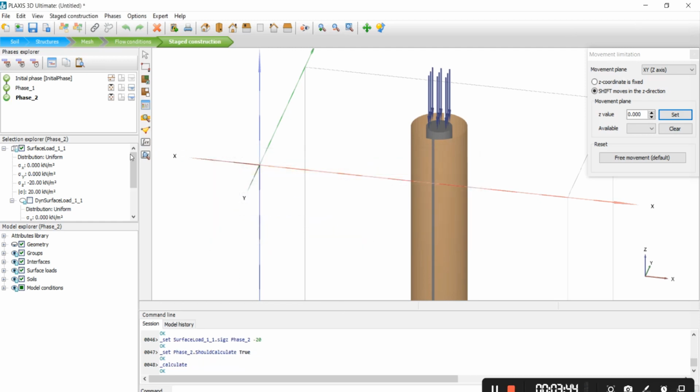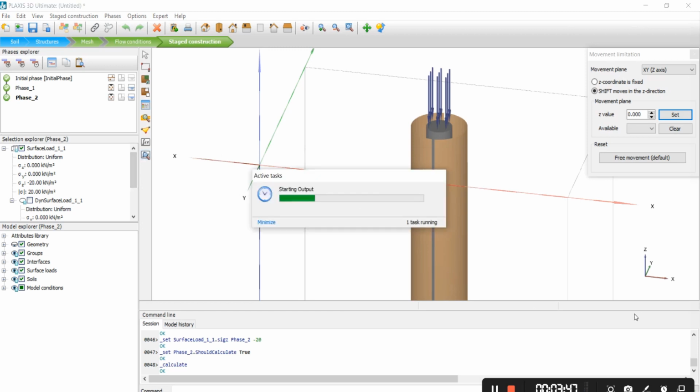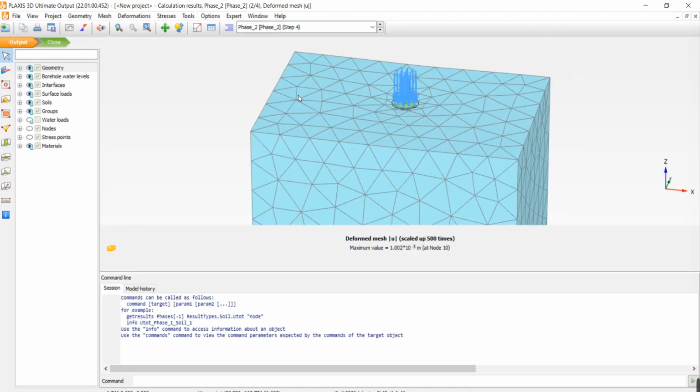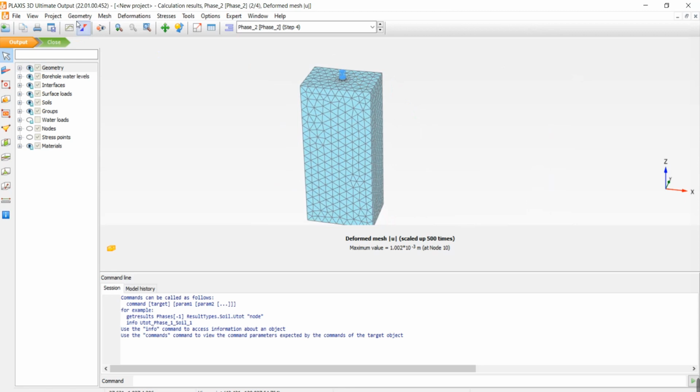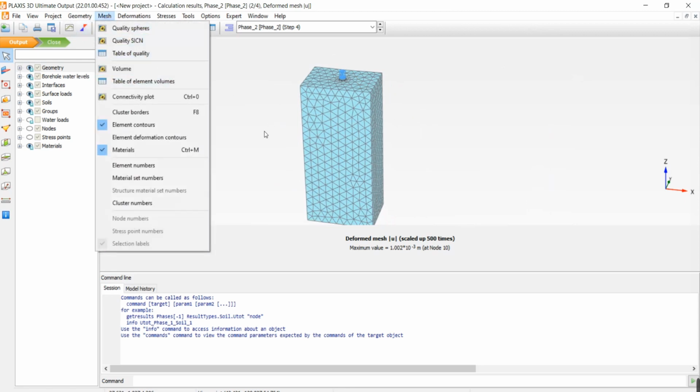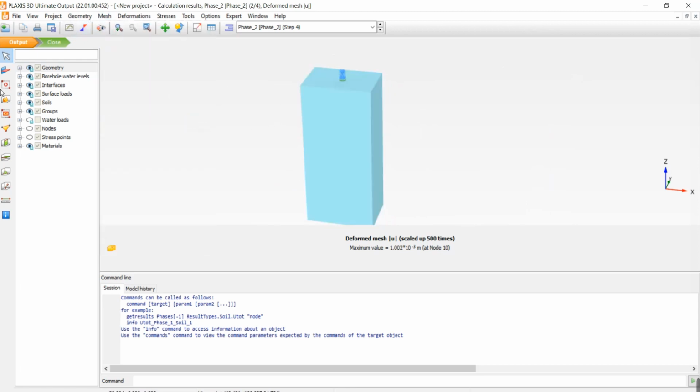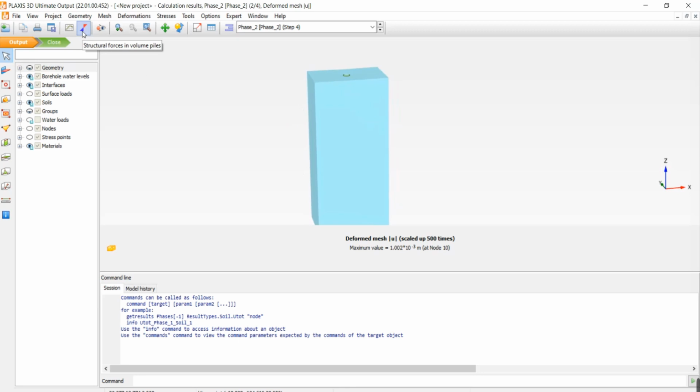After the calculation finished, we're getting the output. Inside this part we have specific parts of every inch of our model, so the contour is not necessary to be shown, and of course the surface load. What is happening inside this volume? We are going to click on a specific structural force.